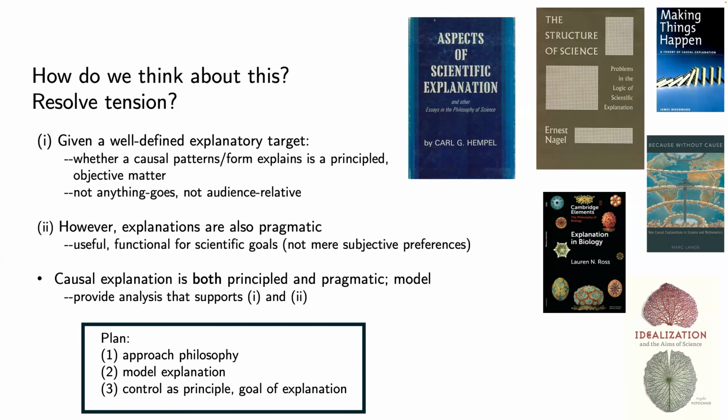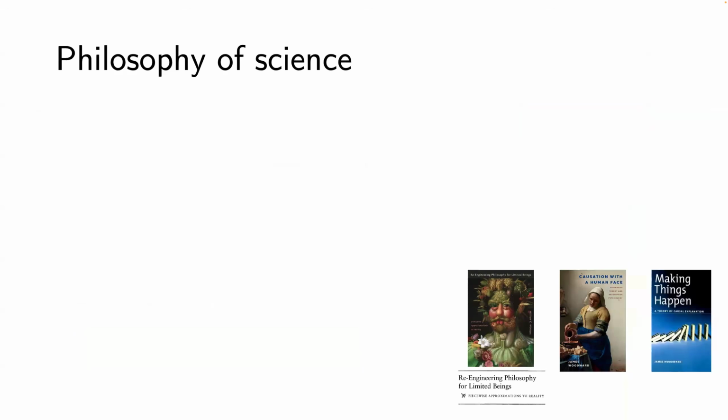In the second part of my talk, I'll introduce a simple two or three-part model of scientific explanation that helps pin down some of its key features. In the third and final part of the talk, I'll discuss control as an important principle that captures the kind of rigorous objective nature of these explanations, but then also the goal of control, which captures a pragmatic element as well. So I'll start things off with a little bit of background on the philosophical approach that's taken in this work and that you find in other types of philosophy of science work.